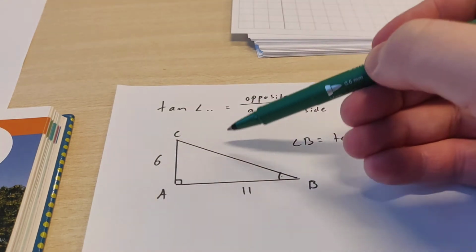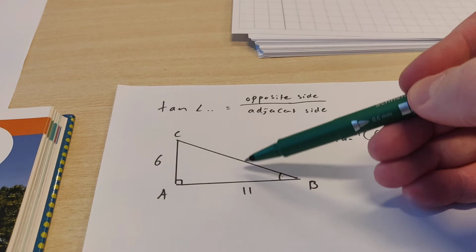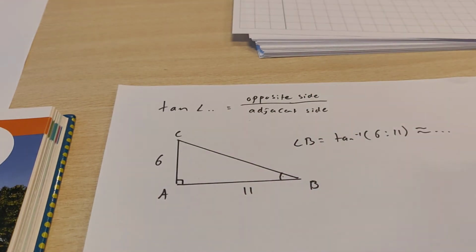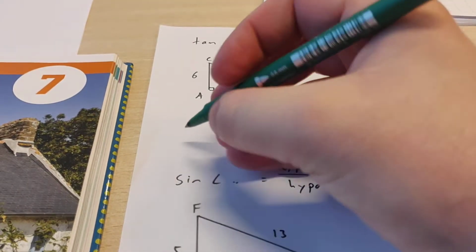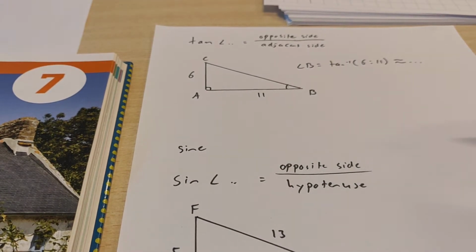But if I don't know this one, but I do know that one, then there is another button that you can use that uses those 2 sides. And there's another one that uses those 2 sides. Now, one of them is called the sine, and then you write it down as sin, like this, but the whole word is sine, like that. And that's the opposite side divided by the hypotenuse.